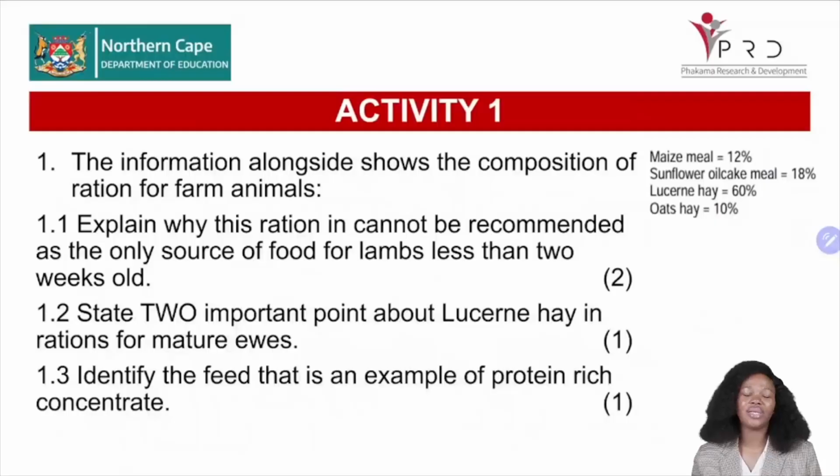Now, welcome back, learners. Let us look at our first activity of our revision based on different types of feed, concentrates, and roughages, and their components. The information alongside shows the composition of a ration for farm animals. Firstly, understand what a ration is. A ration is a feed that is consumed by an animal in a period of 24 hours in a day. A ration consists of different types of feed. It can consist of concentrates, roughages, as well as supplements. That is a ration.